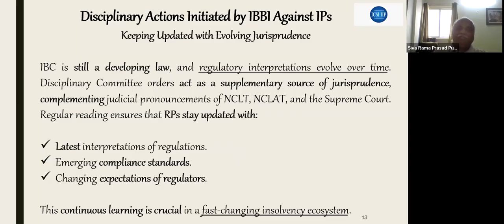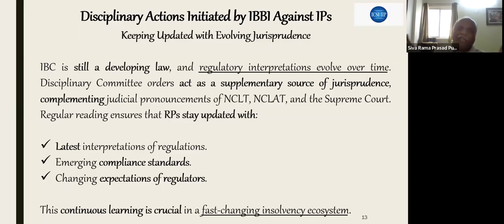Regulatory interpretations evolve over time. The IBC is evolving not through the IBBI or Government of India, but through judicial pronouncements, either NCLT or NCLAT or the Honorable Supreme Court of India. And disciplinary orders act as a supplementary source of jurisprudence, complementing judicial pronouncements of NCLT, NCLAT and the Supreme Court. Regular reading ensures RPs stay updated with this. You will become number 1.